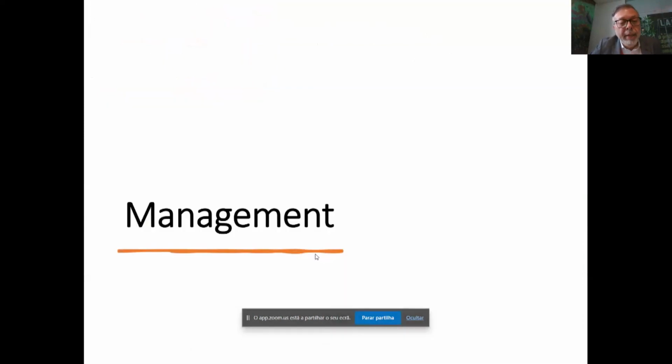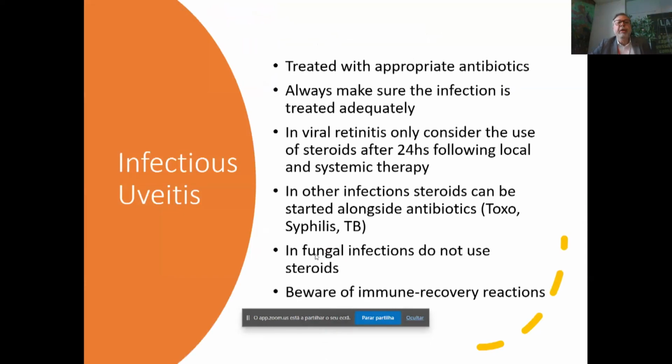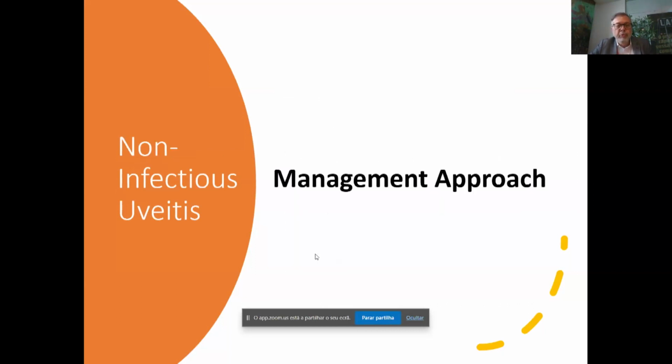So very quickly into management, in infectious uveitis, you treat appropriately with antibiotics. You always make sure the infection is treated adequately. In viral retinitis, you only consider the use of steroids after 24 hours following full local and systemic therapy. In other infections, it's possible, and you should many times start the steroid alongside the treatment, like in toxoplasmosis, syphilis, and TB. In fungal infections, you do not use steroids, and always be aware of immune recovery reactions which happen in association with previous infectious processes.